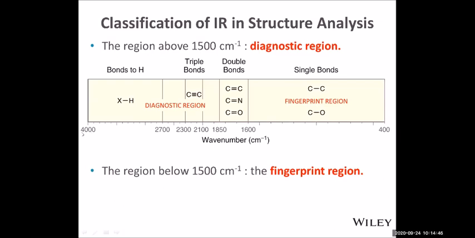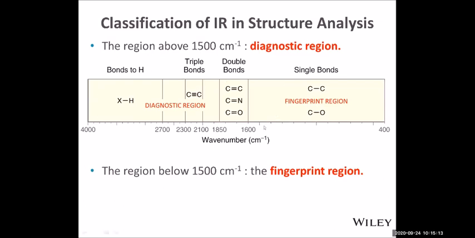In basic infrared, we look at the wave number starting from 4,000 down to about 400. This is a fairly wide range. But as organic chemists, we typically focus on the range between 4,000 and 1,600. We call this the diagnostic range, because we can use it to identify the presence or absence of a certain functional group.